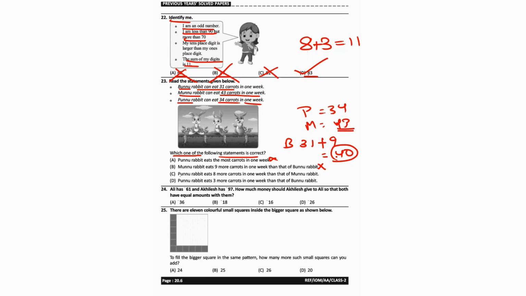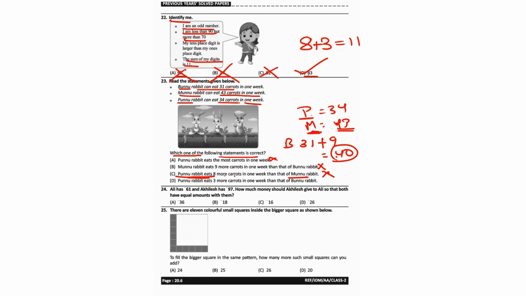Next, Punu Rabbit eats 8 more carrots than Munu. Is Punu eating more than Munu? No. Munu is eating more than Punu. Okay, so this one cannot be correct because Punu does not eat more. It eats a smaller number of carrots than Munu.